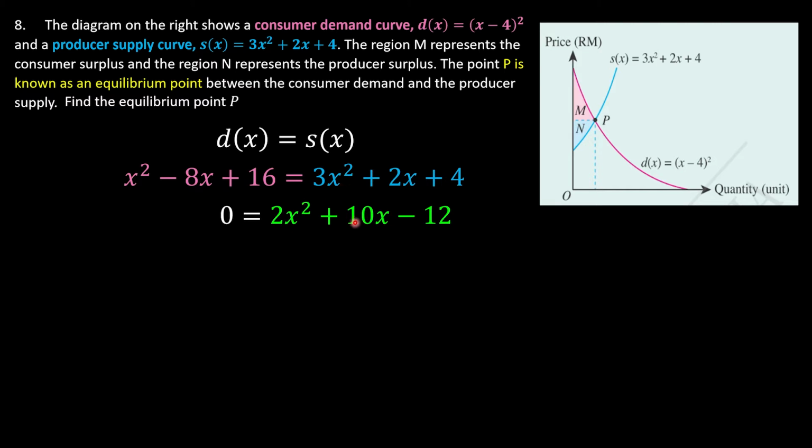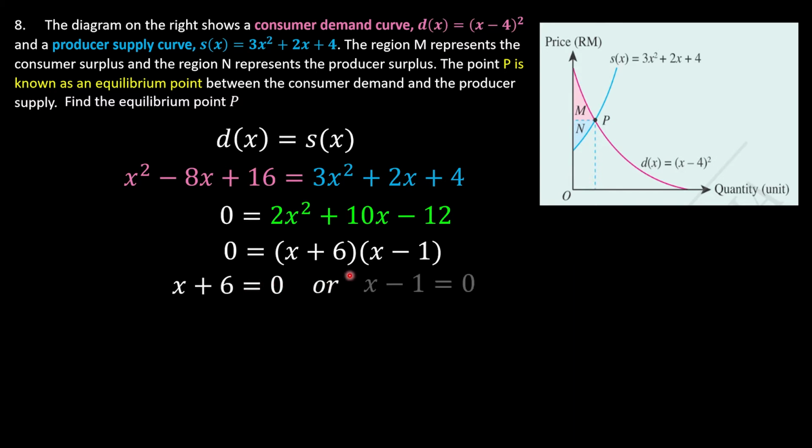So after we factorize, we will have x plus 6, x minus 1. If you don't know how to factorize, just remember you can use the cross method like this to do your factorizations. Then after factorizing, we have x plus 6 equals 0 or x minus 1 is equal to 0. And we solve for x. Since our P is in the positive x region, we know our x must be positive, which is 1.